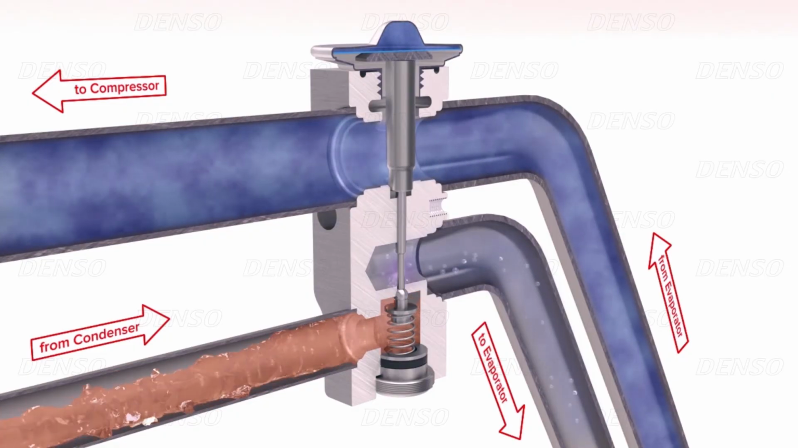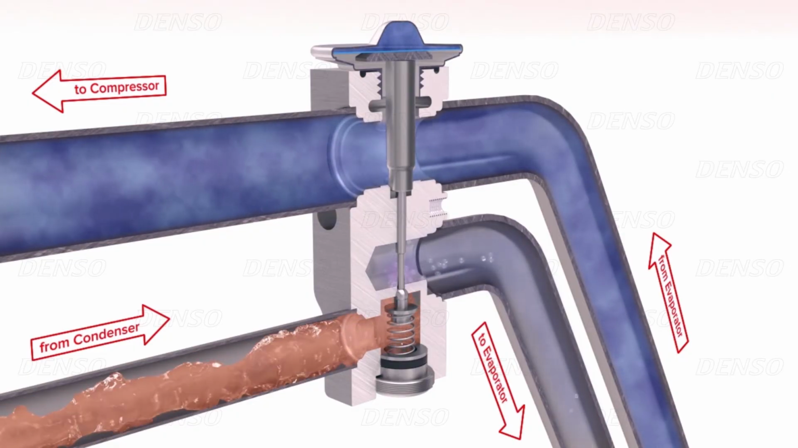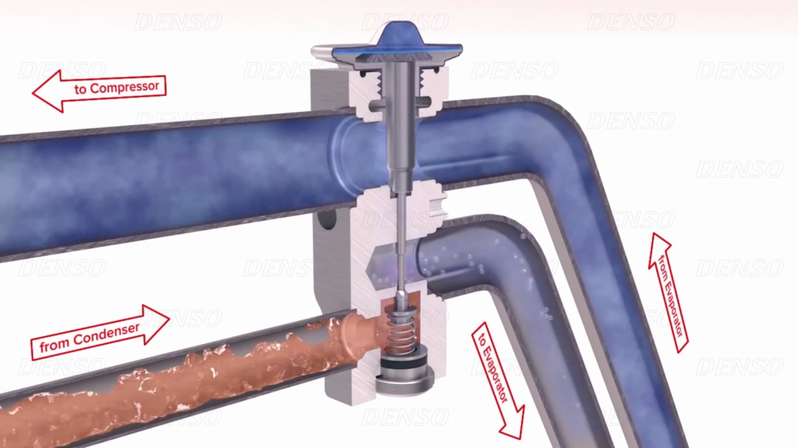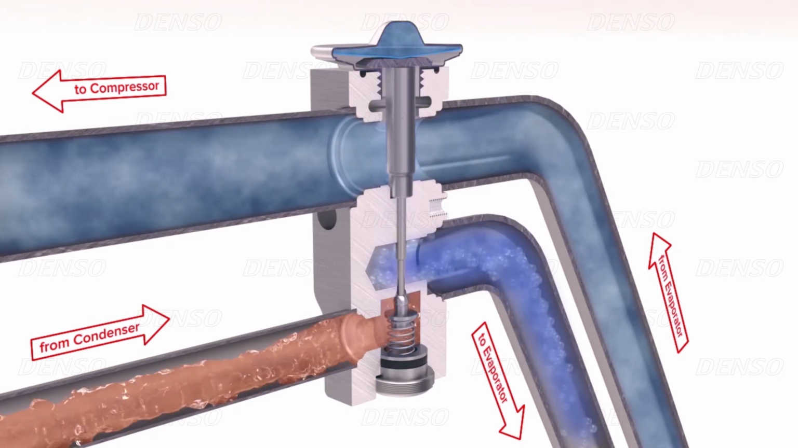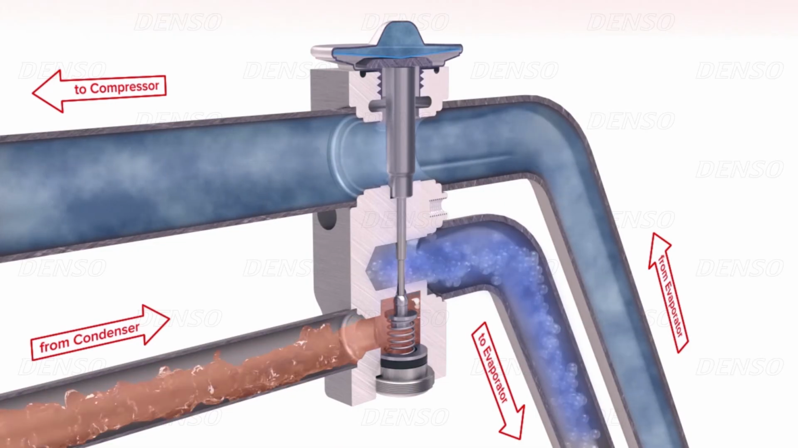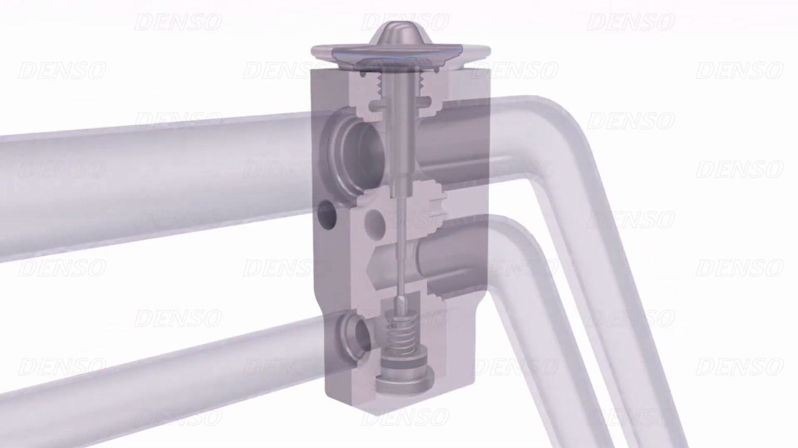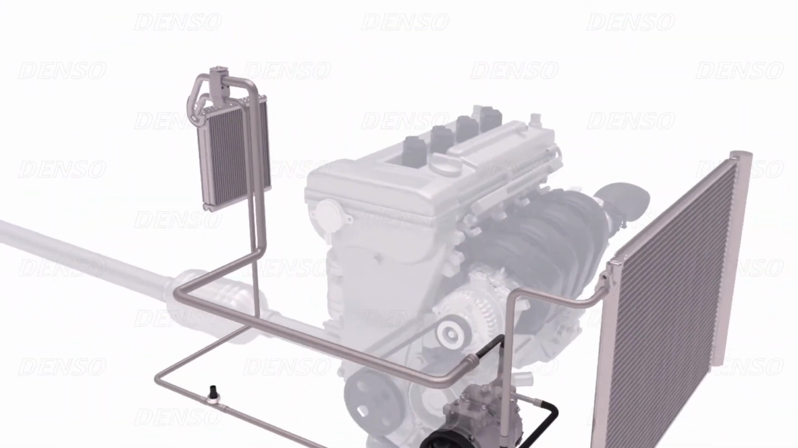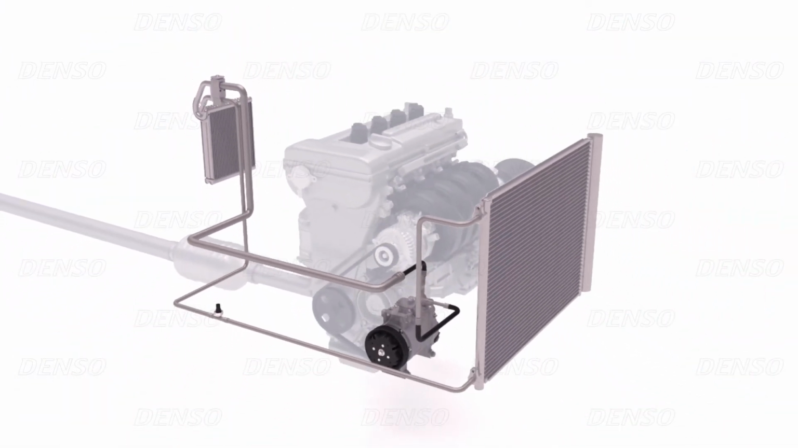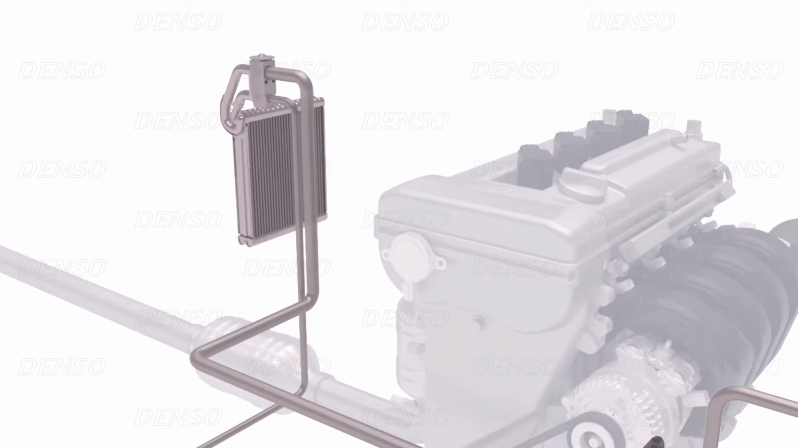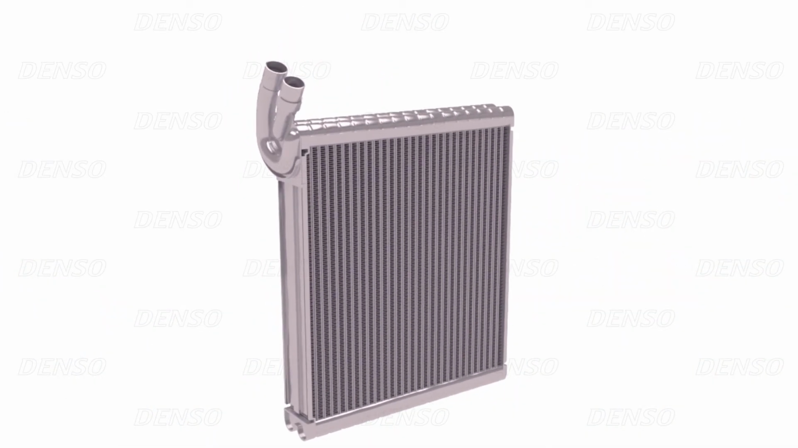The expansion valve also adjusts the quantity or flow of refrigerant passing to the evaporator. Too little or too much refrigerant results in too little or too much heat being removed from the passenger compartment. The low-pressure mist refrigerant now flows into the last major component of the air conditioning system, the evaporator, which is located within the air conditioning unit.